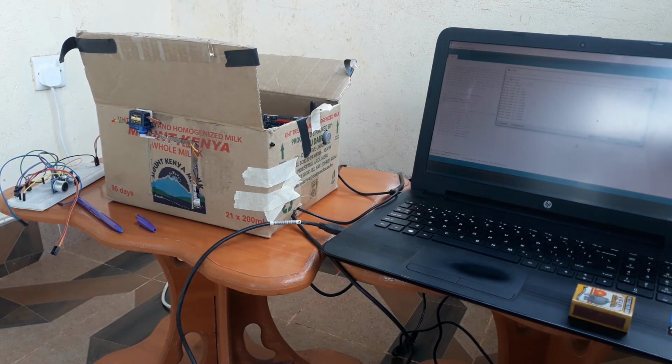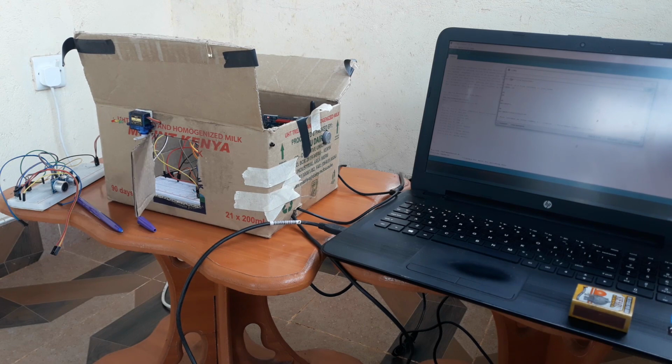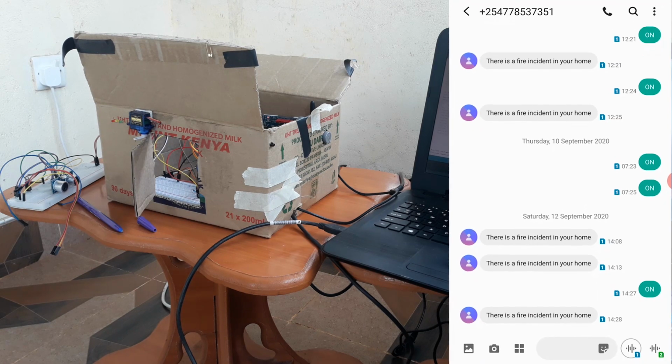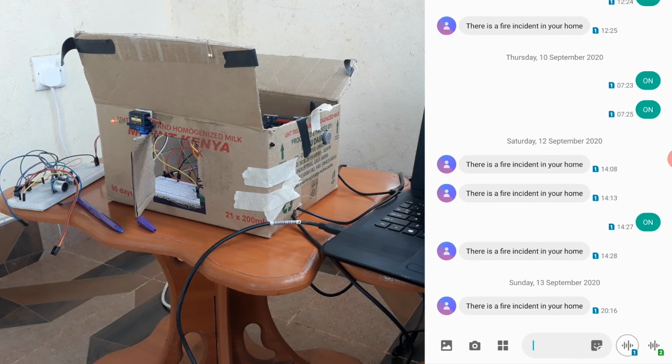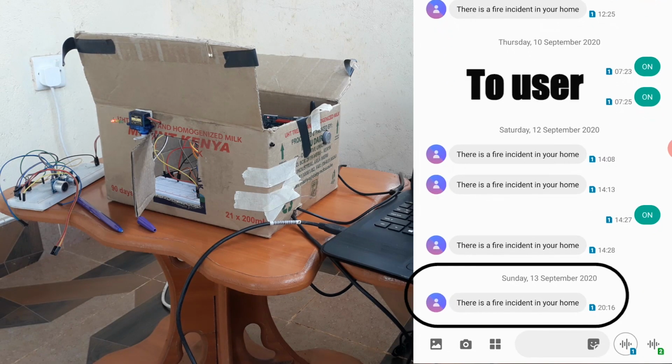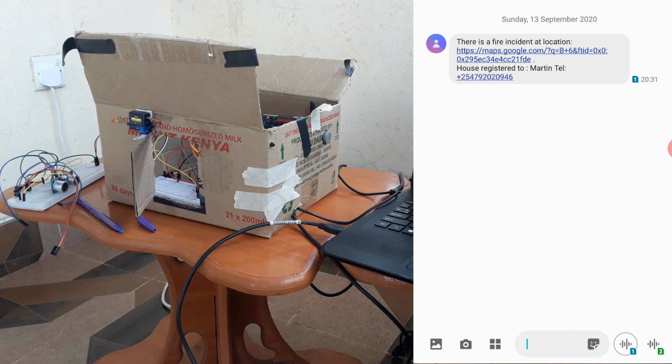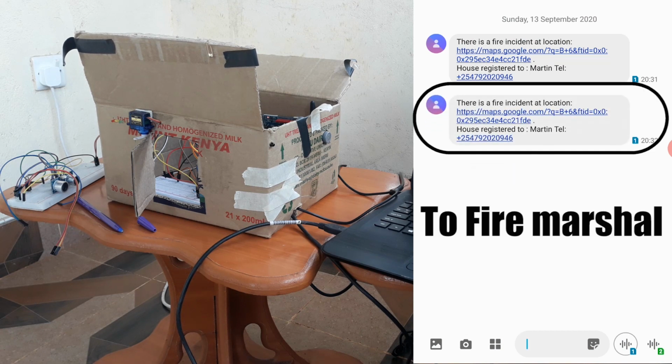If there is fire, there is no need to respond to the alert. After 60 seconds and there is no response, the system triggers the alarm. The siren goes on. The system also opens the door for evacuation of the building. It also sends a message to the users and also sends a message to the fire marshal, including the location of the fire incident and other relevant information about the incident.